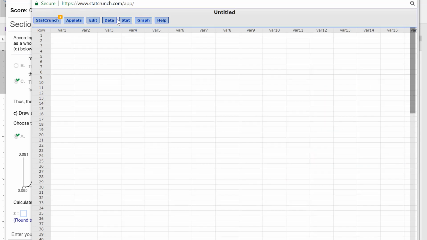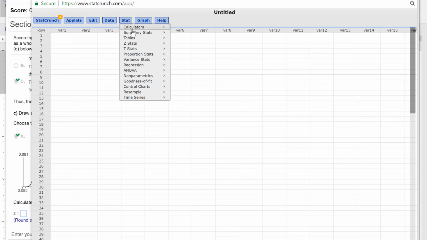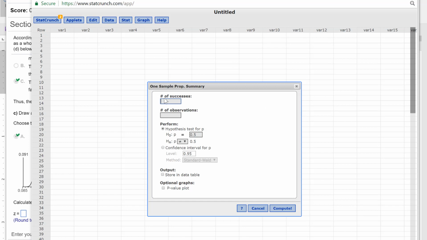And let's go ahead and go to Stat. And we're going to go to Proportion Stat. We have one sample, and we just have summary data. This is usually the one we're going to have when doing these. Not all the time, but usually summary data, with proportions in particular. Okay, so number of successes, which was 45, and our number of observations was 497. That's our N.